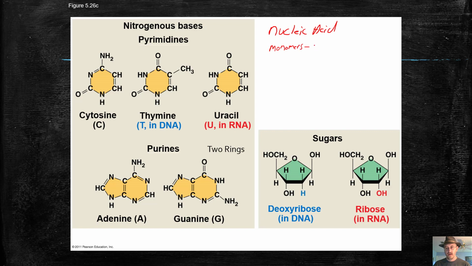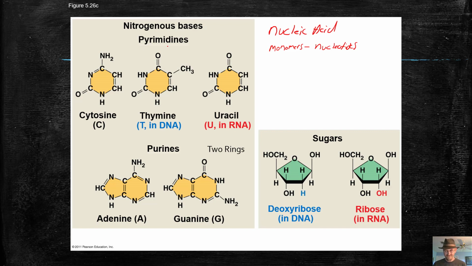called nucleotides. So monomer means it's a single subunit. You glue a bunch of those together to make a polymer, meaning a big molecule. And there's more about that in earlier chapters if you're unfamiliar with organic chemistry.